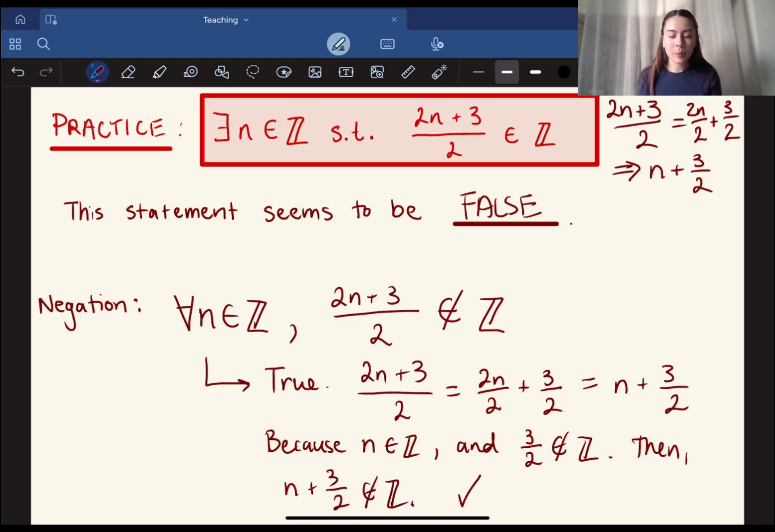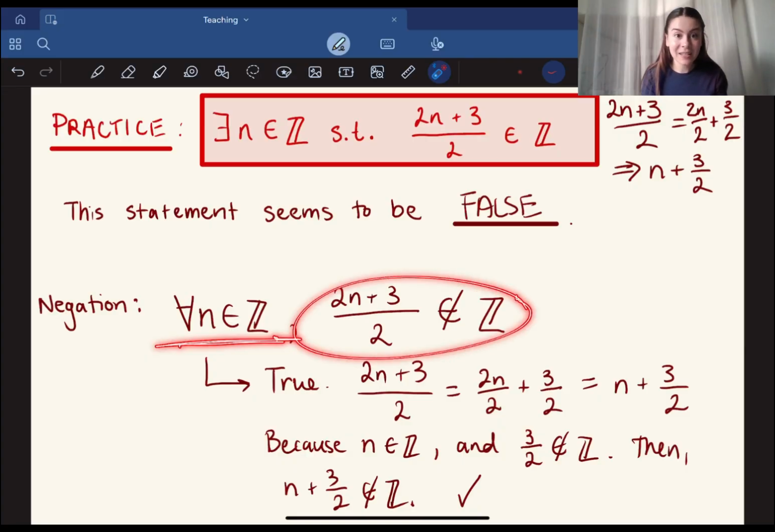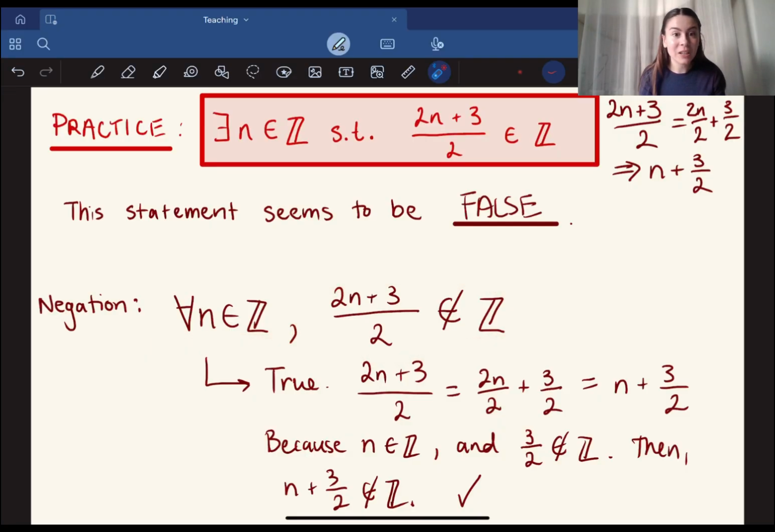Of course, a proper proof would be maybe a little bit more words and a little bit more formal, but because we just proved that for all integers n, this is the case, we proved that the negation is true, meaning that the original statement is false.